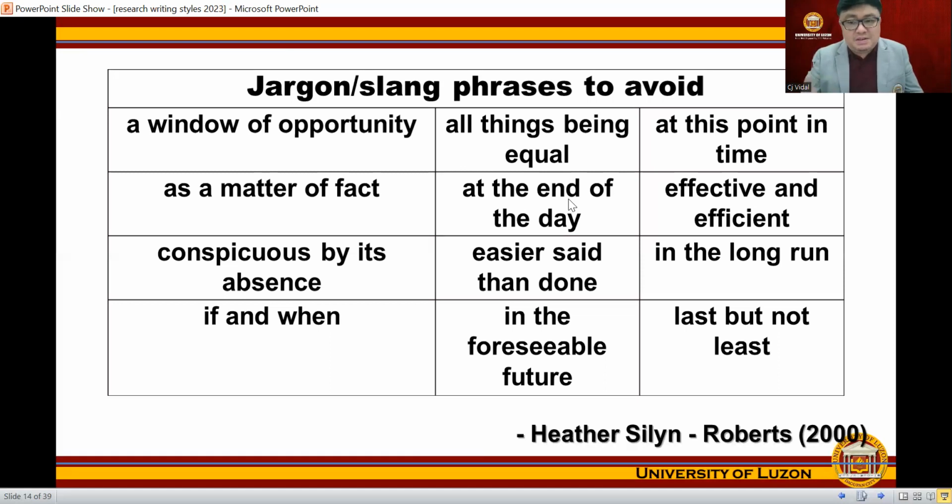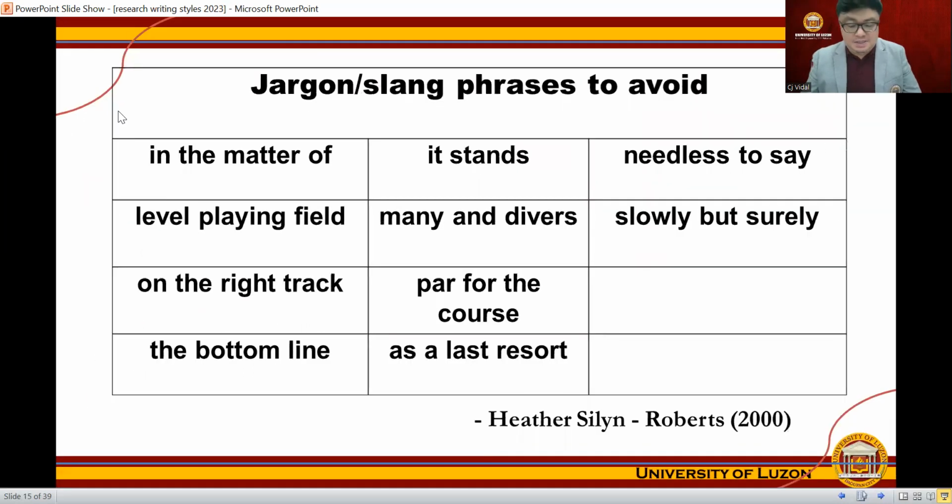Believe it or not, we oftentimes hear these phrases, but these are jargon and slang phrases that we need to avoid: in the long run, last but not the least, in the foreseeable future. We also have on the right track, par for the course, bottom line is, slowly but surely, needless to say. So these are but some.